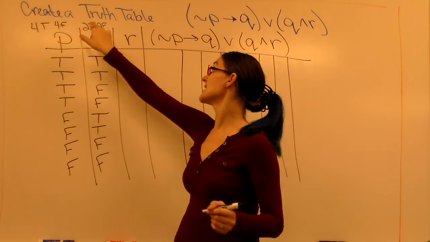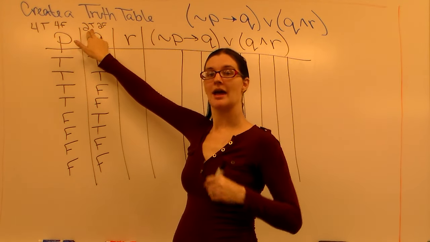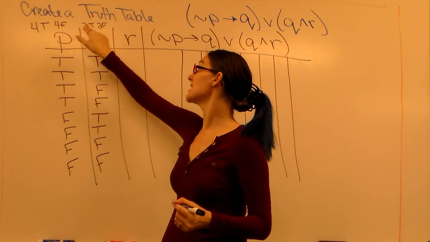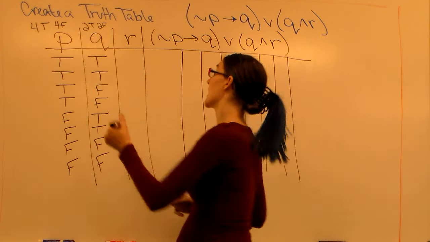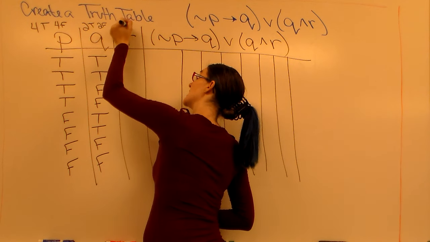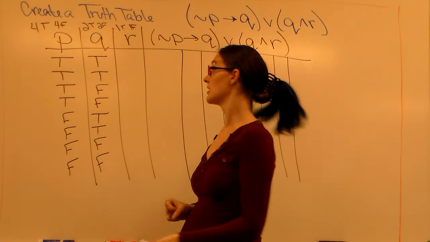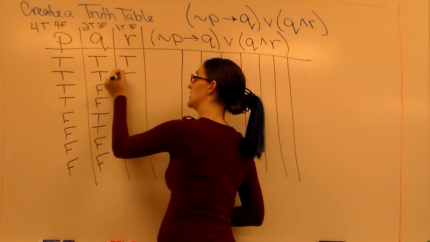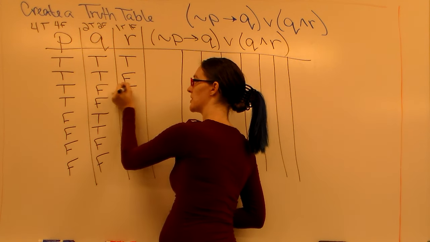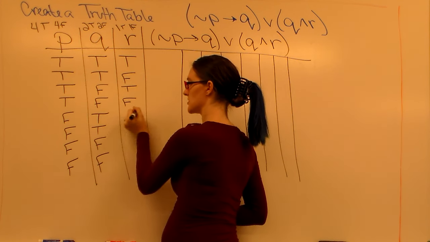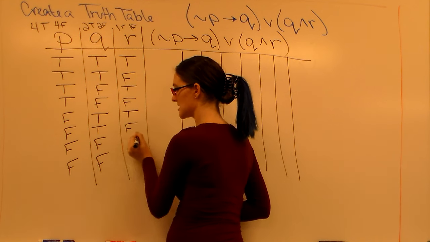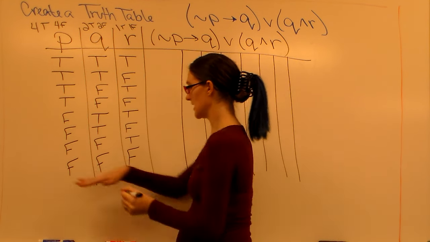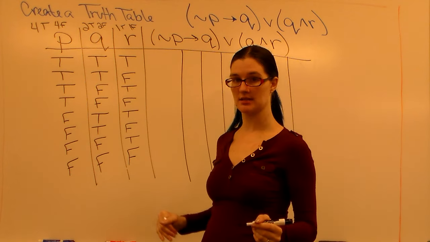Column R, I'm gonna take Q's numbers and cut them in half. So I took P, cut that in half for Q, Q, cut it in half for R. It's gonna be one true and one false. True, false. Then repeat. True, false. Keep repeating until you have that entire column finished. So you have eight options.